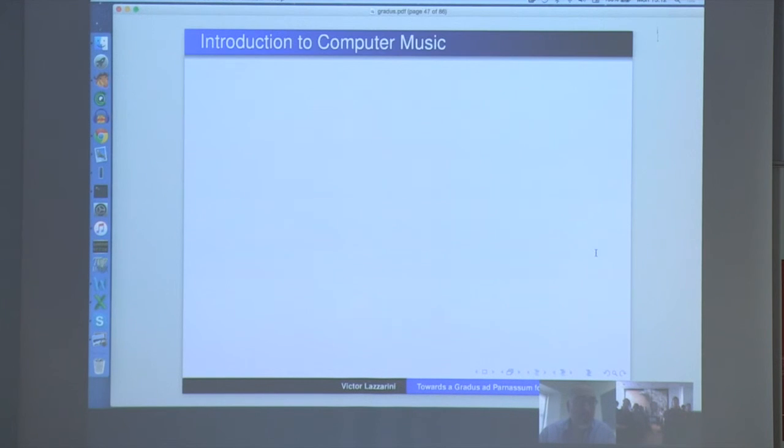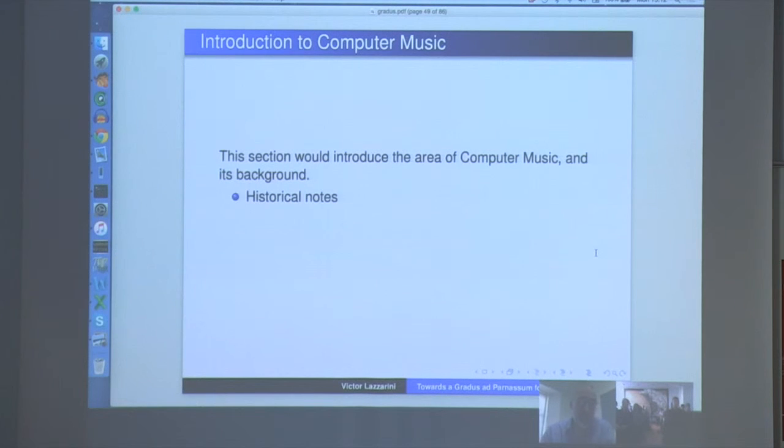Okay, so let's talk about each one of these individually. What would we study? What would be the elements of the introduction to computer music? So we'll talk about an introduction to the area and the background, and this would include historical notes. I'm surprised at how little people know about the development of computer music and the development of the discipline from the 1950s onwards.